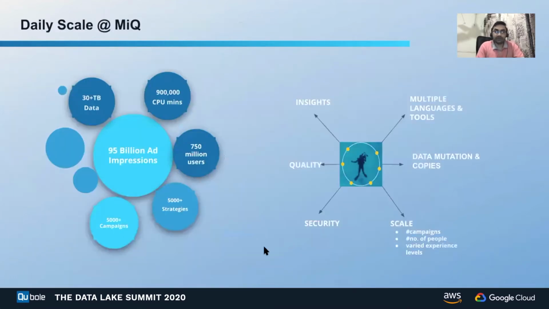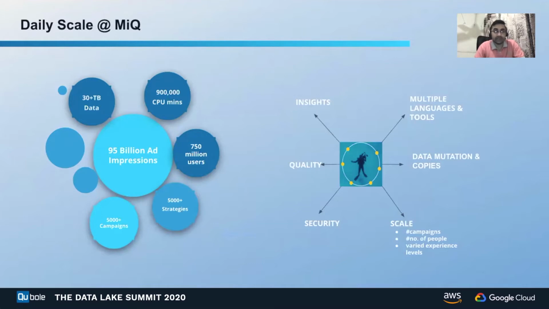Just to give you a brief introduction to how the scale at MiQ currently looks, we serve roughly around 90 to 95 billion ad impressions per day. Our volume of data has increased tremendously. About 2 years back, we used to be somewhere around 7 to 8 terabytes of data. Currently, we stand at 30 terabytes of data ingestion per day. Some of the other ad-related metrics, like our CPU, stand at close to 1 million, and the number of users that we target is tremendous.